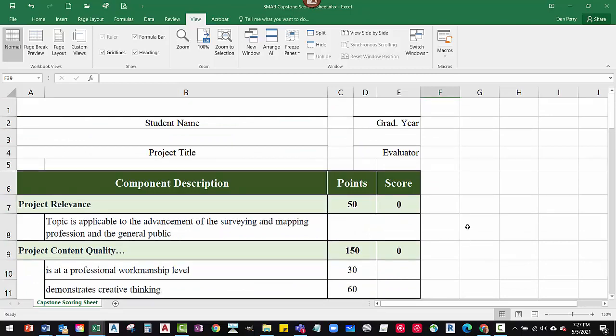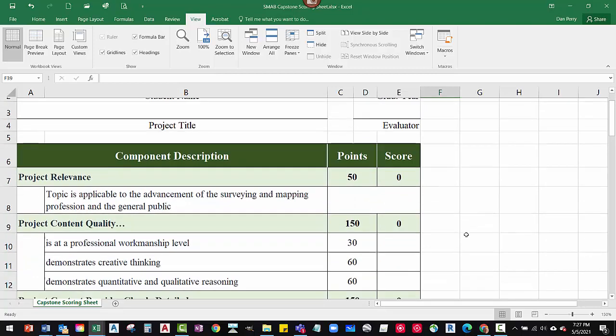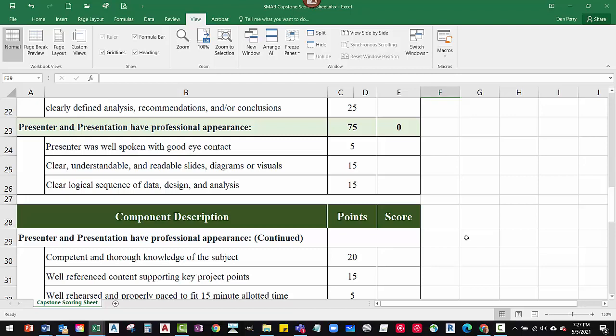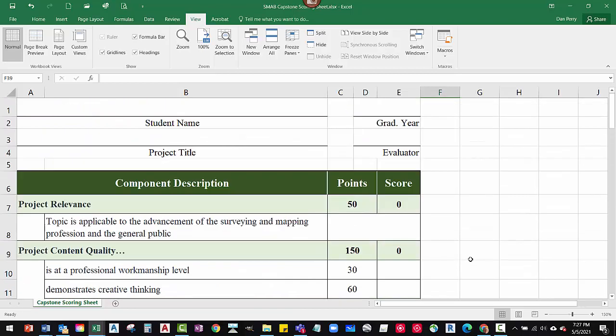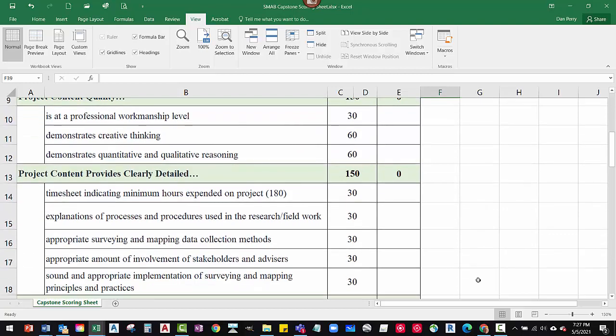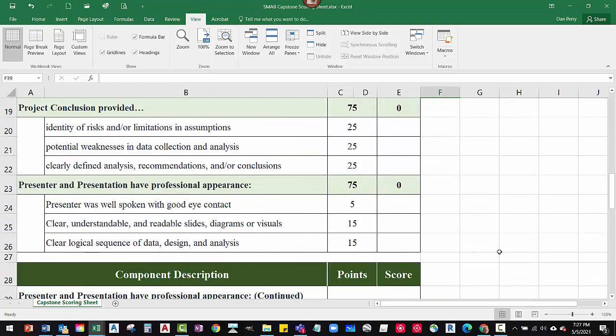Use your best judgment on what you think is going to work well. Again, the only one that's presentation is just these here: the presenter and presentation having professional appearance and so on. And then the rest of it is all based on the paper. So that, I hope, will give you some direction on what to do.